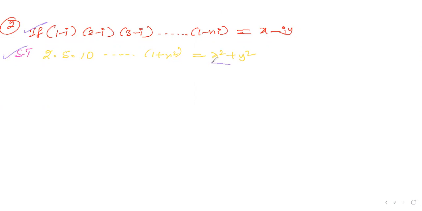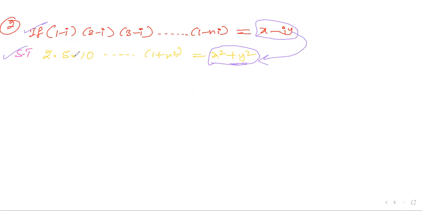So how can I approach? Can I show the right side? It should be x square plus y square, but the condition given is x minus iy. How will you get x square plus y square? You need to find the modulus. Modulus means you get the root of x square plus y square. You need to understand it.